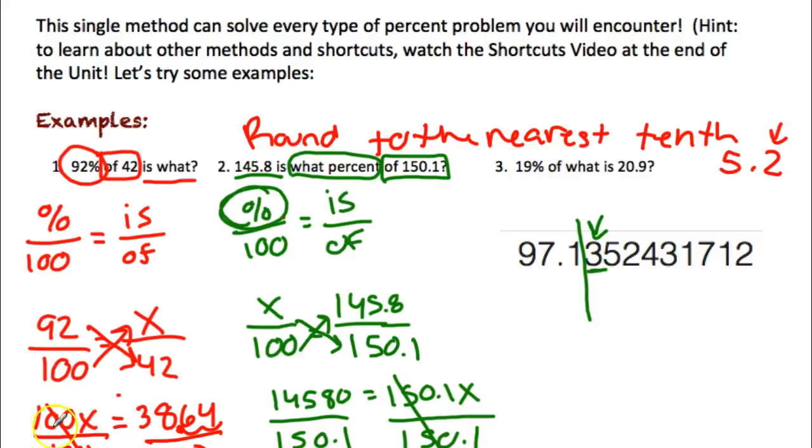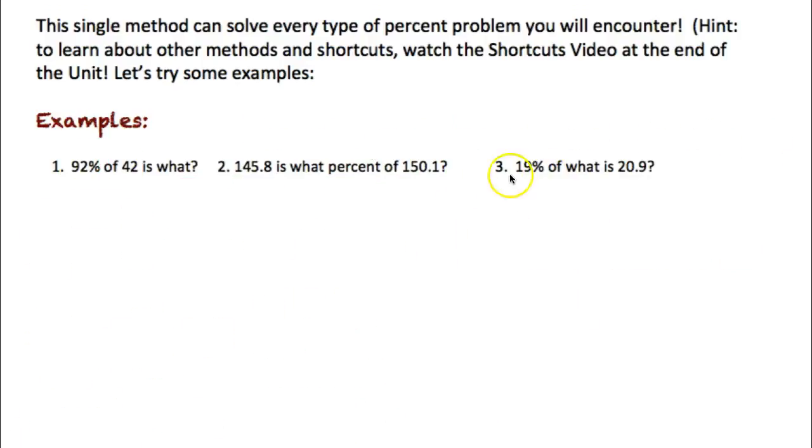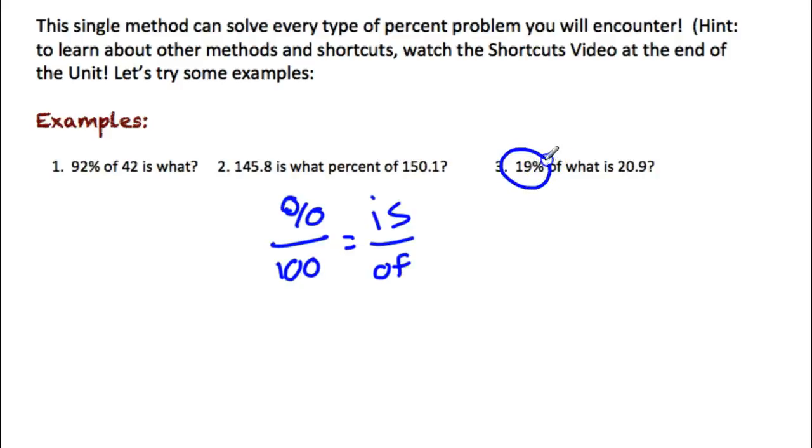All right, let's try this one. Before I do that, I'm just going to clear the screen. All right, this one right here. Let me write my proportion again. I have percent over 100 equals is over of. I circle the percent, 19%. I box the of what? Is 20.9. I underline the is.